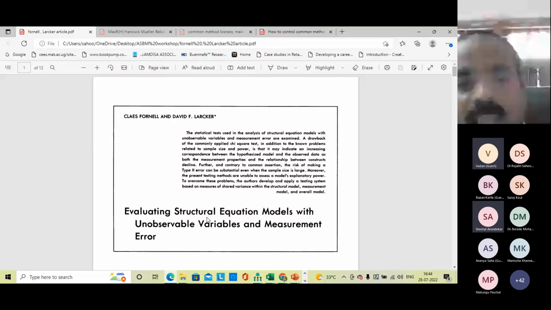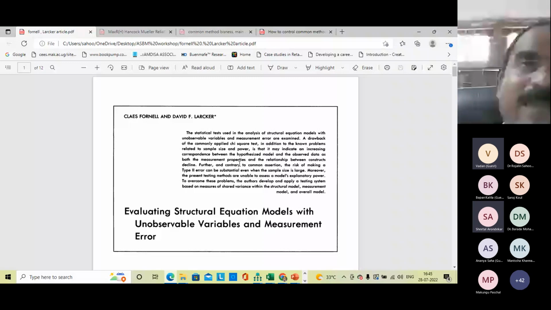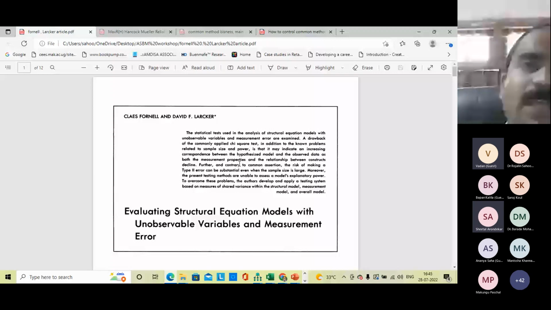Again, coming to Fornell and Larcker, they said if the average shared variance and maximum shared variance, ASV and MSV, are lesser than AVE, then one criterion of discriminant validity is proven. Another criterion of discriminant validity is that the square root of AVE must be higher than the inter-construct correlation, or you can say the reverse, the inter-construct correlation must be lesser than the square root of AVE.